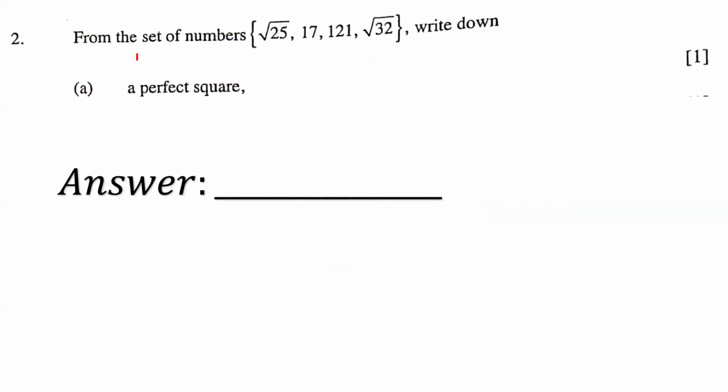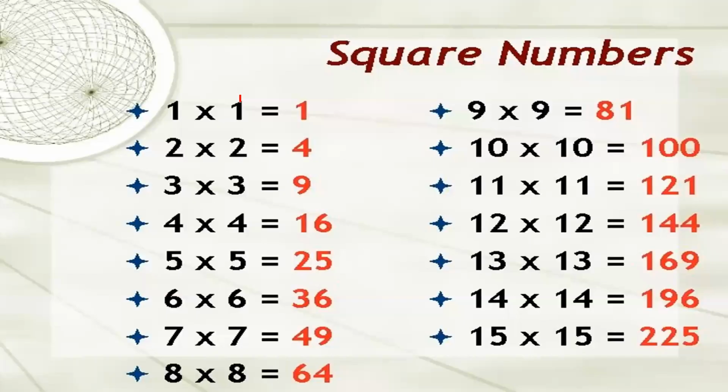The next question says, from the set of numbers, the square root of 25, 17, 121, and the square root of 32, write down a perfect square. My question is, what is a perfect square? Here I have a list of some perfect squares. The perfect squares are the ones that are in red.